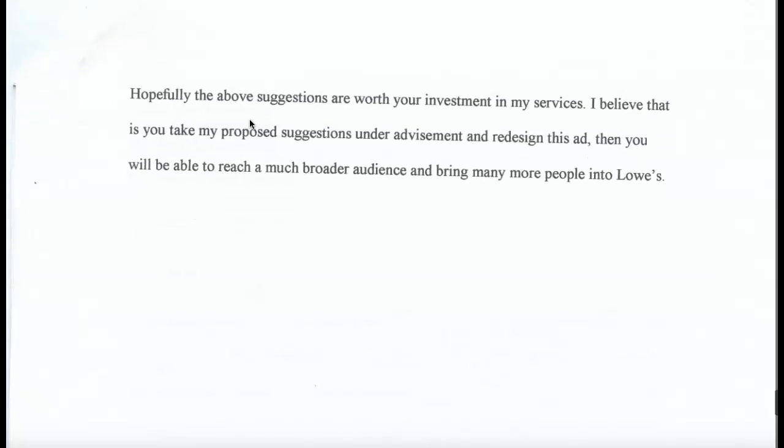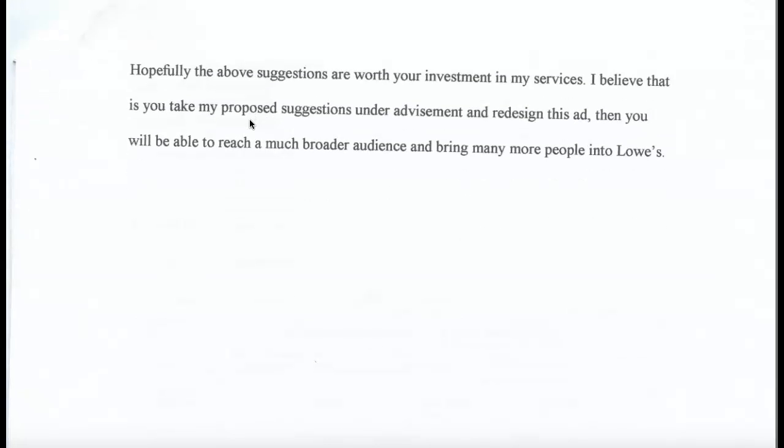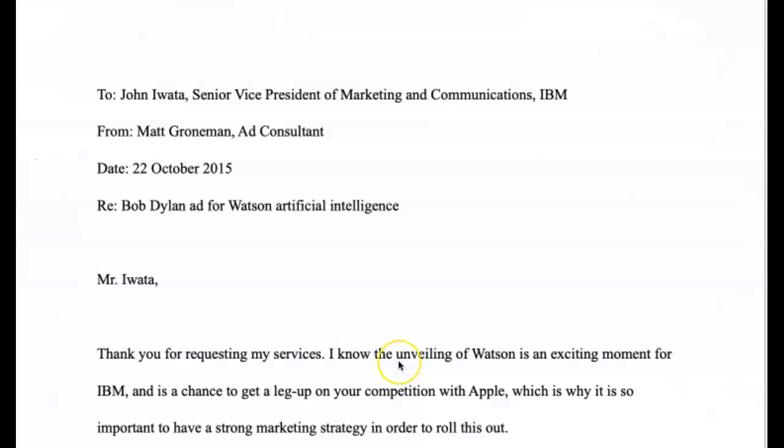Following the recommendations for change, you don't need a separate section heading, but just give a brief paragraph kind of concluding, thanking them for their time. Hopefully the above suggestions are worth your investment in my services. I believe that if you take my proposed suggestions under advisement and redesign the ad, then you will be able to reach a much broader audience. So that's basically what you want to try to achieve.